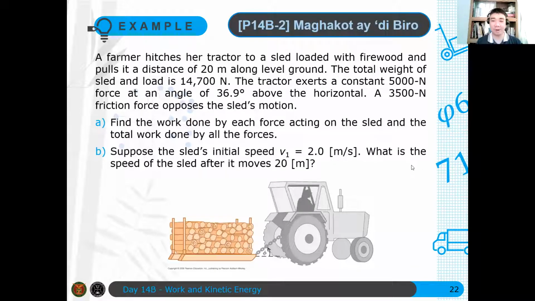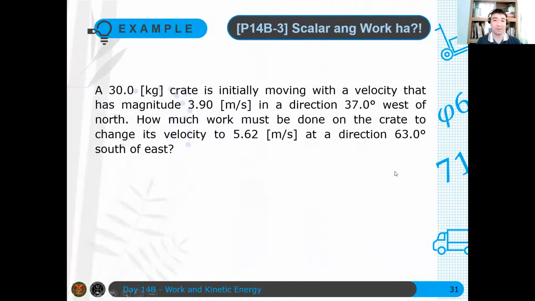Okay, we're done with the second problem. Let's go to the third problem. Scalar ang work, ha? This is a really good example, by the way.